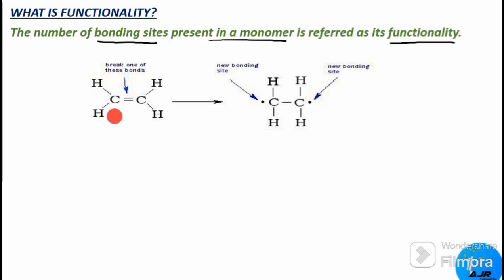See here, this is an ethylene molecule. This double bond breaks, and since the double bond is breaking, we get two new bonding sites. No substance can act as a monomer if it has only one bonding site. A substance can act as a monomer only if it possesses two bonding sites. Only then can a bond be formed repeatedly. Can you understand? Under functionality, we have two types. The first one is bifunctionality.